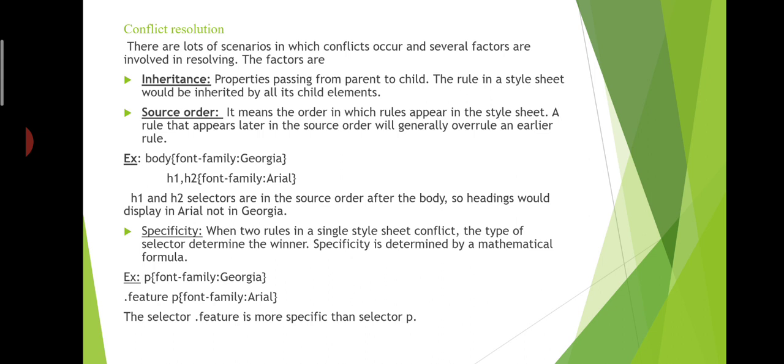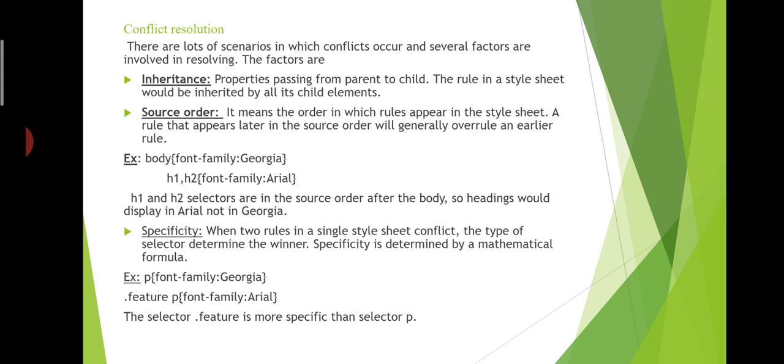See here, I have given body font family Georgia. Next, I have given H1, H2 as the two selectors, where font family I have mentioned as Arial. Here, H1 and H2 selectors are in the source order after the body. So, headings would get displayed in Arial but not in Georgia. This is nothing but a source order.